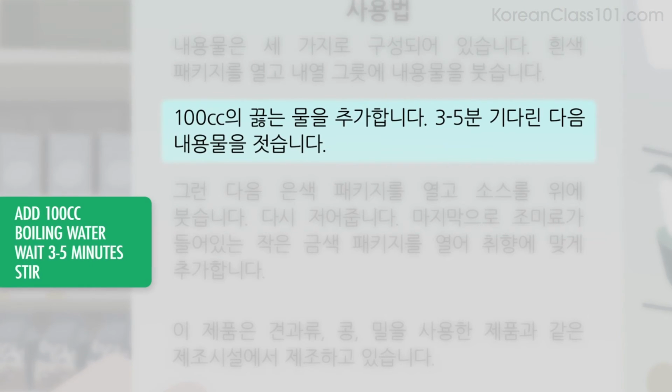You add 100 cc's of boiling water, wait 3 to 5 minutes, then stir the contents. 100cc의 끓는 물을 추가합니다. 3분에서 5분 기다린 다음 내용물을 젓습니다.